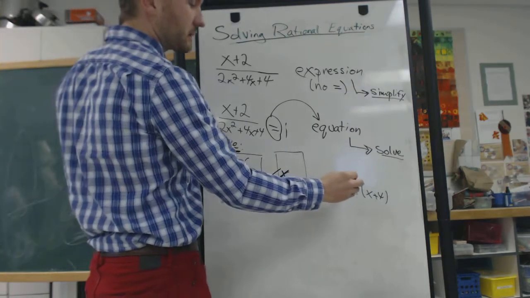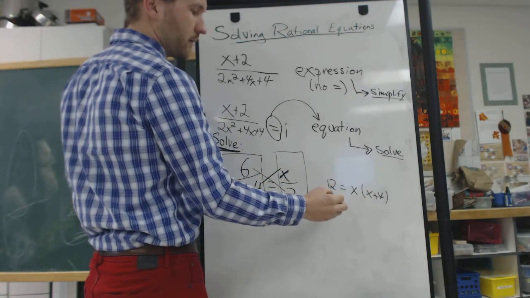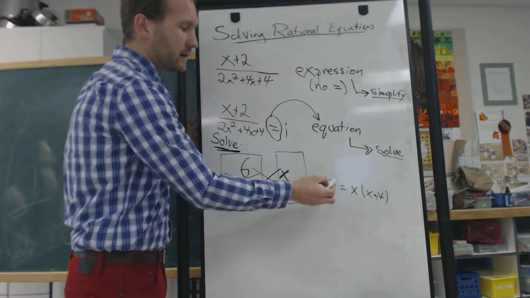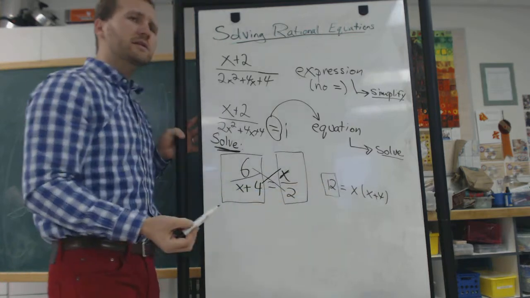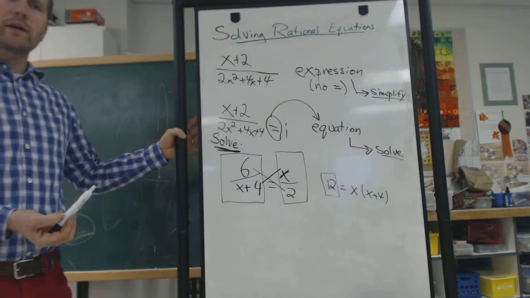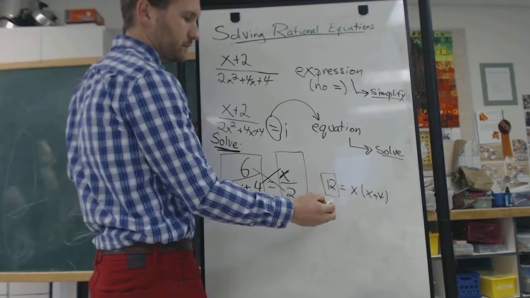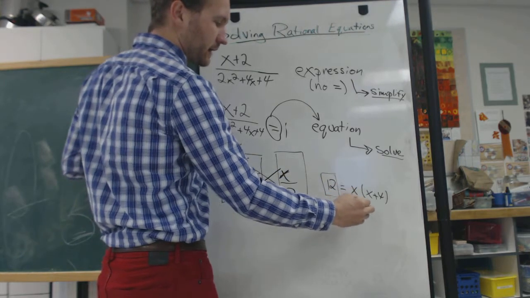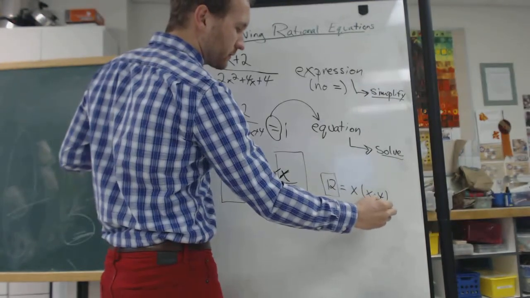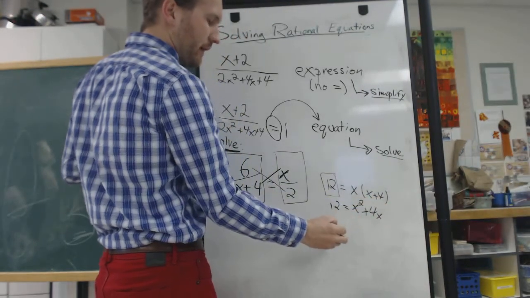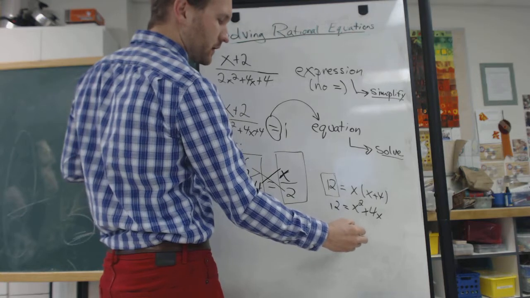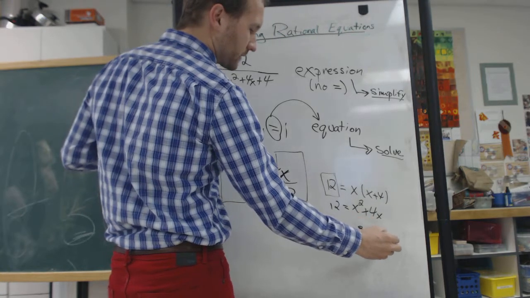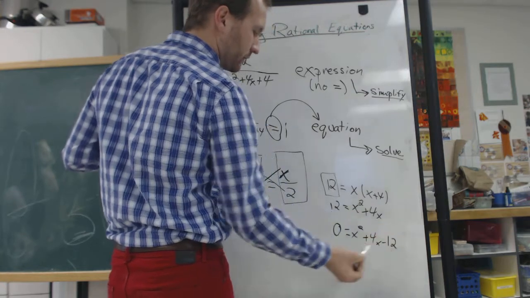If I distribute this, now this is already factored, right? But the problem is that it doesn't equal 0. And in order to solve a quadratic, we have to have it equaling 0. So I need to unfactor it. 12 equals x squared plus 4x. And then set it equal to 0. 0 equals x squared plus 4x minus 12.